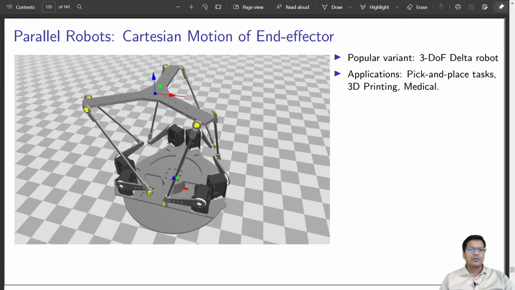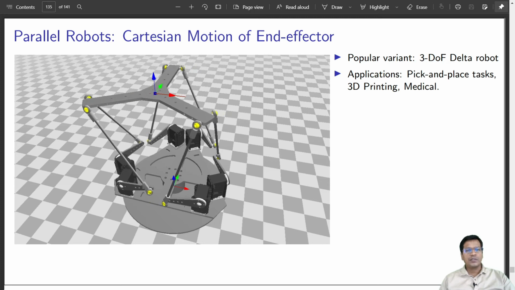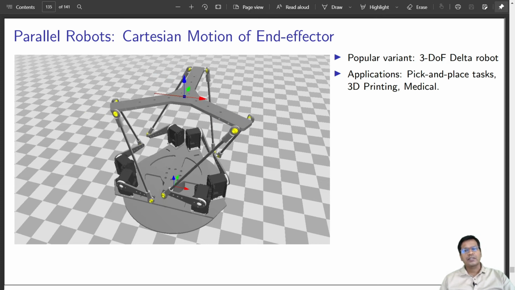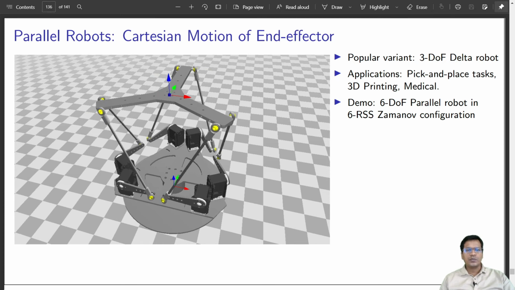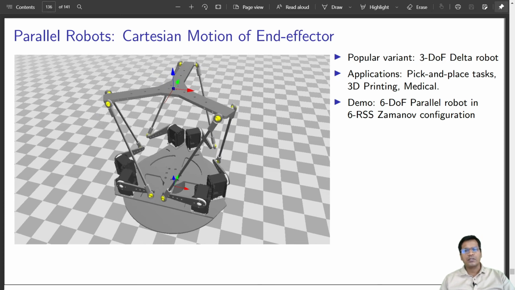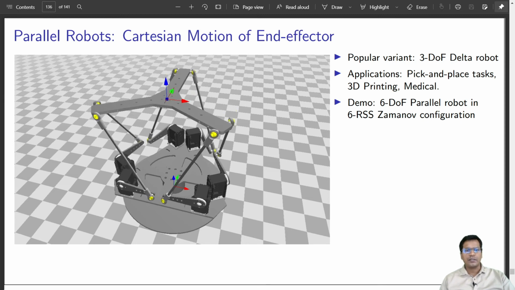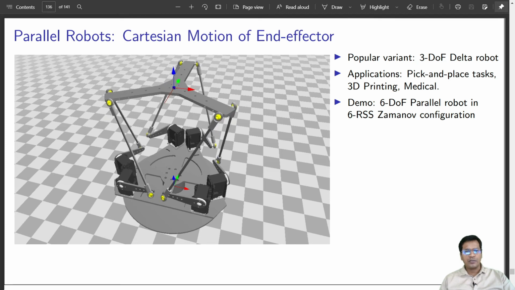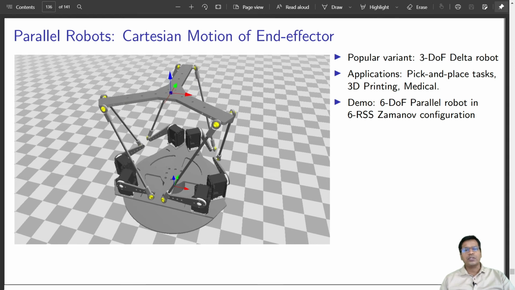Parallel robots. One of the most popular variants of these robots is the 3 degrees of freedom delta robot. The applications include pick and place tasks, 3D printing, medical robots, or any gaming platform. The demonstration video here shows a 6 degrees of freedom robot that is popularly known as 6RSS, Revolute Spherical Parallel Robot, in Zamenhof configuration. It shows 3 translation and 3 rotation motions of the top platform in Cartesian workspace.